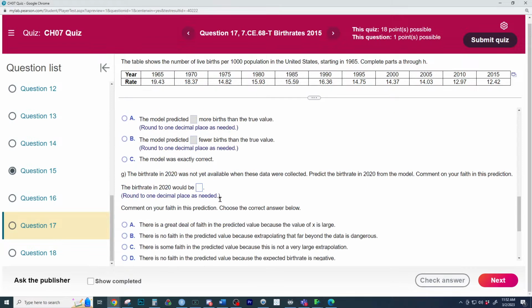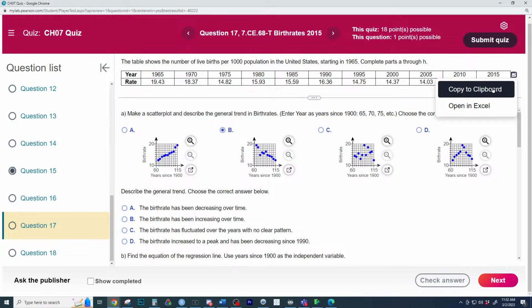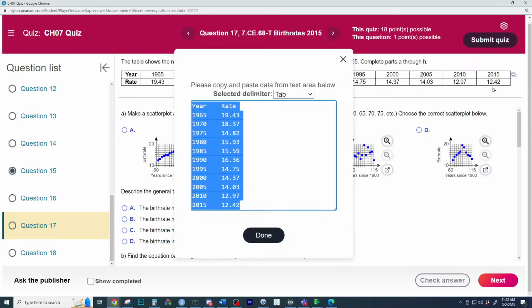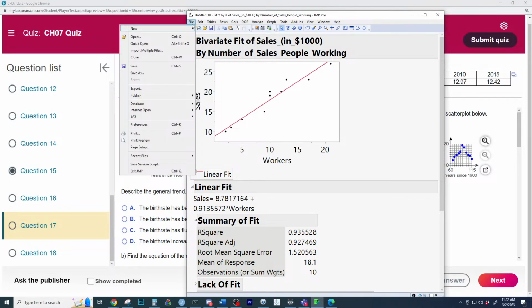We are going to have to do some of the mathematics here. So let's go ahead and solve this in JMP. And this one's a bit tricky because the way the plot is, it says years since 1900. So we're going to copy the data. We're going to hit Control-C or Command-C on a Mac to copy. Now we're going to go over here to JMP, and we're going to go to File, New, Data Table. File, New, Data Table.